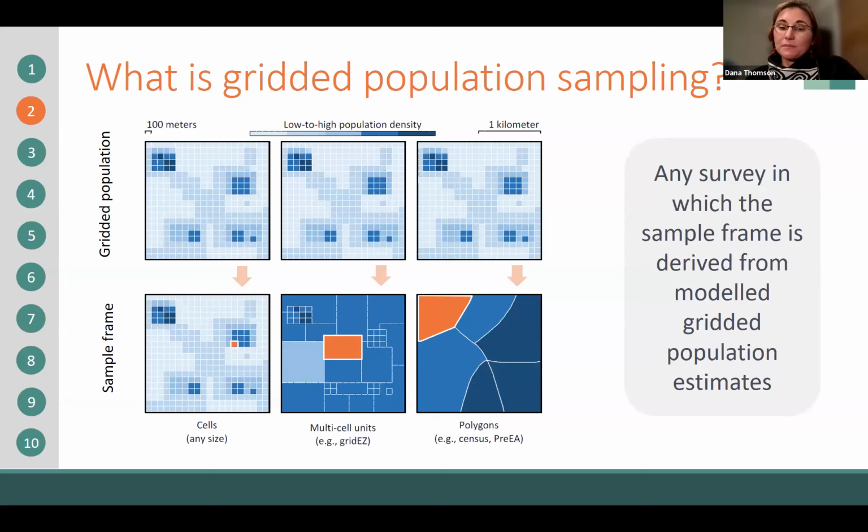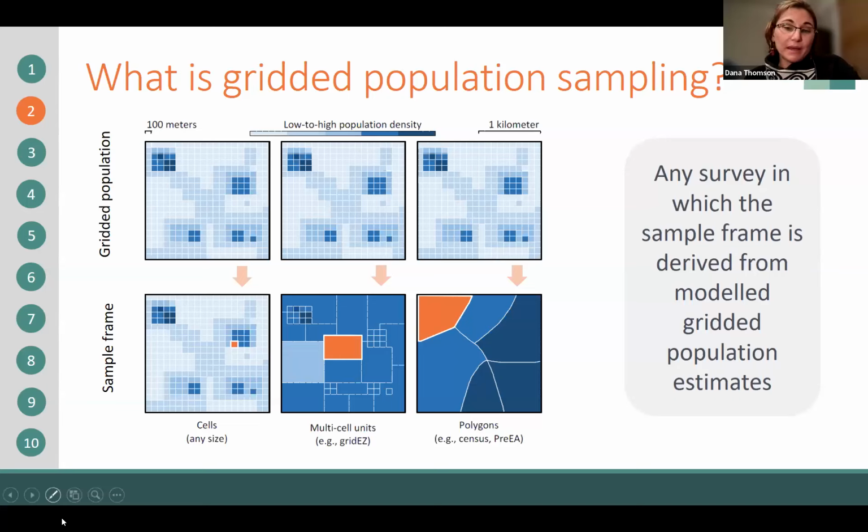Or we might use something like the last census as our boundaries, update it with our new population estimates, and possibly use roads, rivers, or other natural features to further segment. There is a tool that is expected to be released later this year called Pre-EA. It's a QGIS plugin that helps to do this process. But these are the ways that we turn a gridded population estimate into a survey sample frame. And from there on out, it's generally pretty much similar to a typical census-based survey.